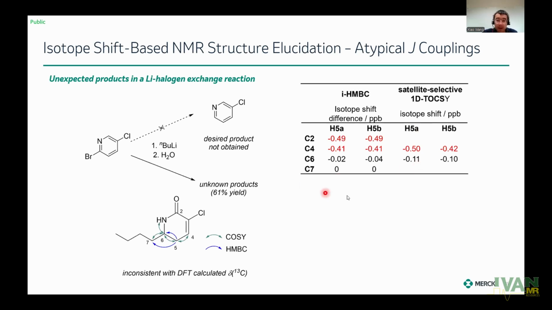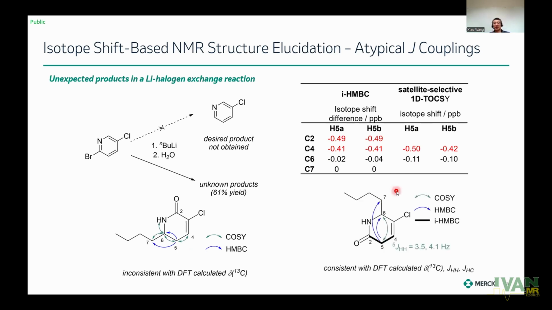isotope shift. And from the isotope shift data we obtained here, we can clearly see that C2 and C4 have a larger isotope shift, so they should be connected to C5 directly. So C4 and C2 should directly connect to C5. That is contradictory to our proposed structure. Based on this information, we can actually solve the structure. The real structure is this one.